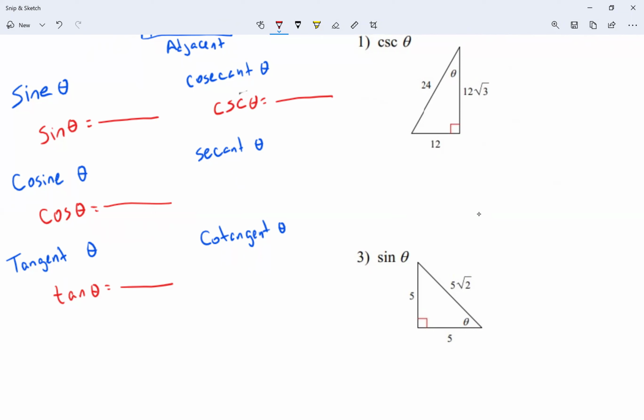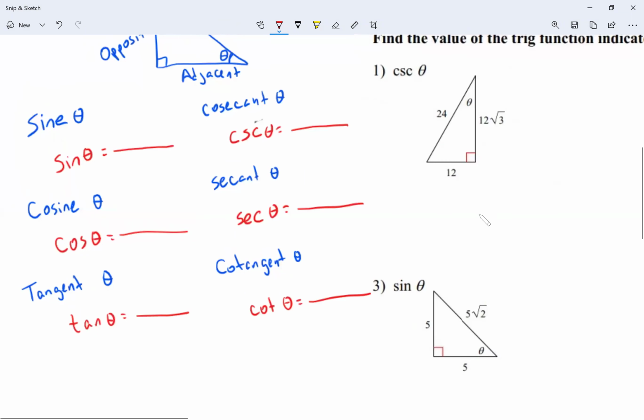Secant of theta, I'm going to abbreviate as SEC. I can use the first three letters. Cotangent, I can also use the first three letters, COT. So cotangent of theta. Again, I'm going to be talking about 6 different fractions.